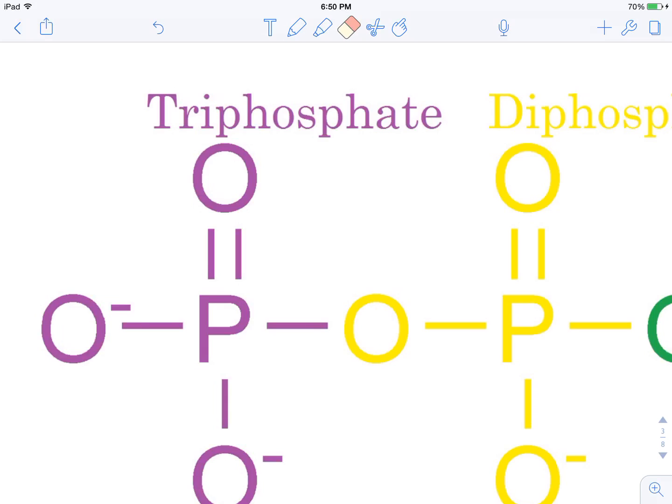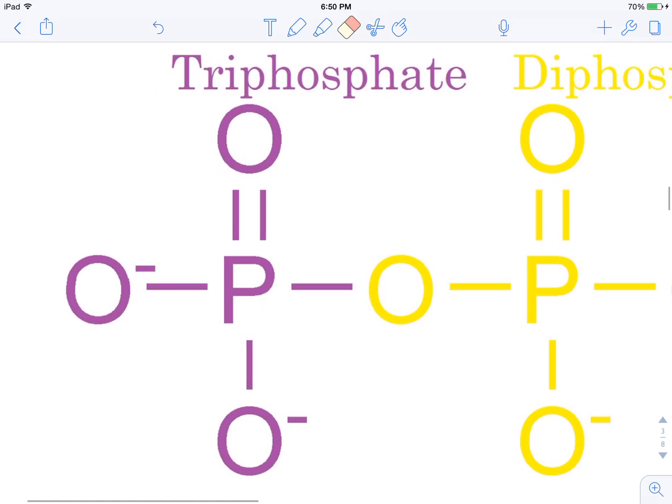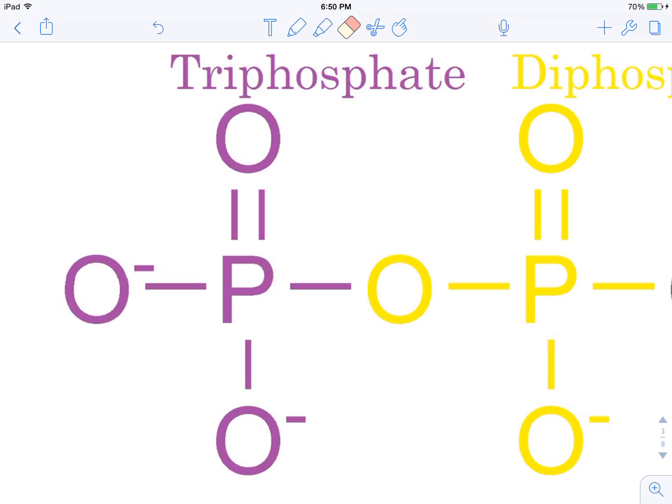When we look at glycolysis, we'll have a better understanding, step by step, of how phosphate plays a very huge role in the 10 steps of glycolysis. But for now, what I want you to understand is that within this bond here, a lot of energy is released when we break it.